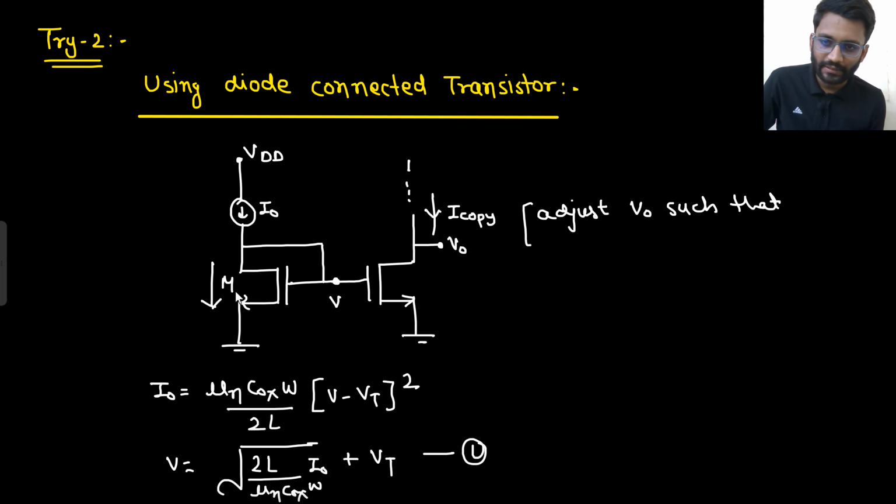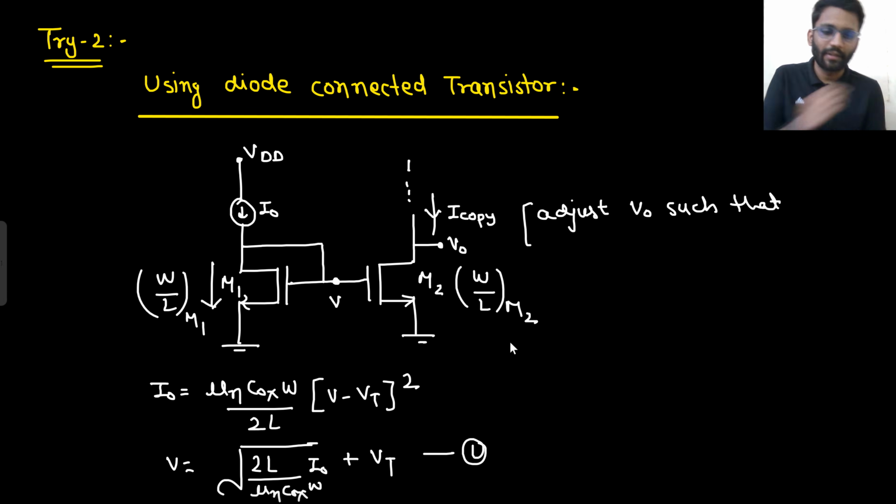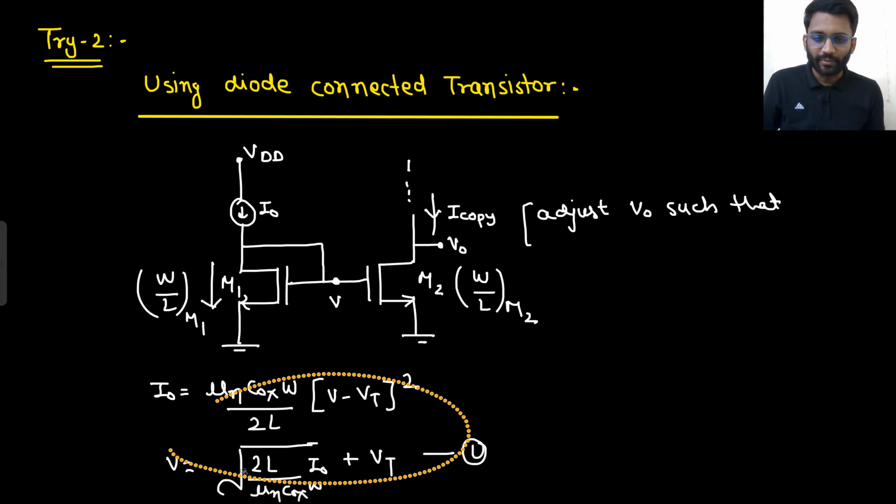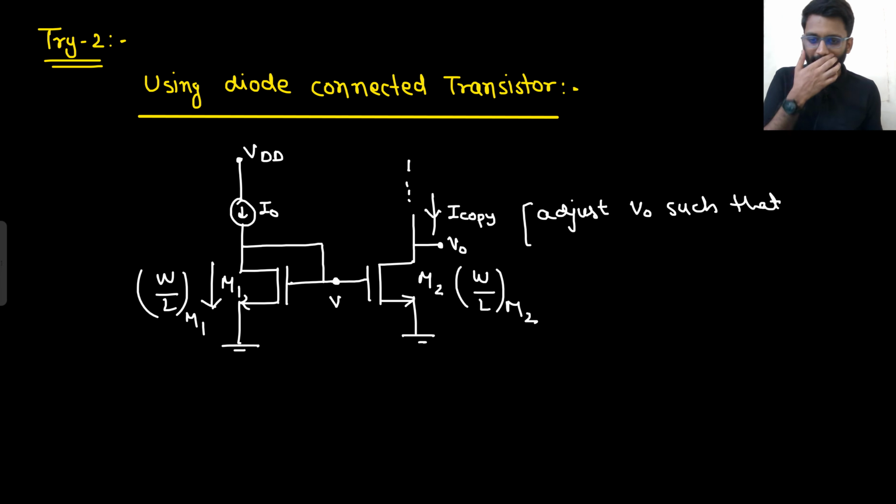let's call this one M1 and this one M2. So this W by L would be of M1, and this W by L would be of M2. So I should change those equations, because I need to write W by L of M1.